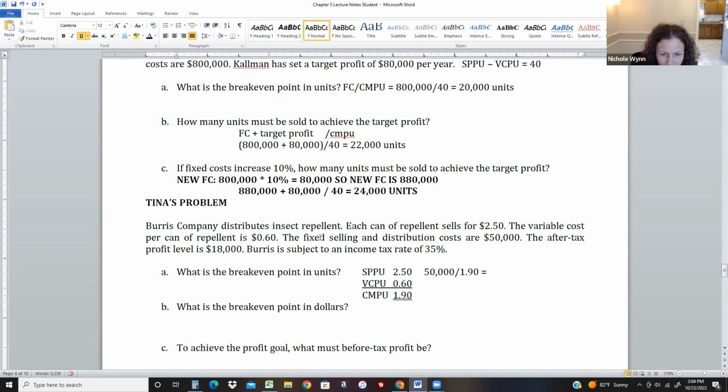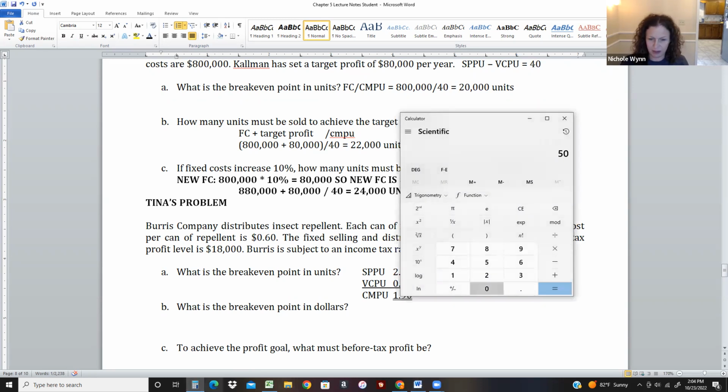But it says the fixed costs are 50,000. And then I want profit of 18, but at the break-even point, I don't have to worry about that. And so what I need to do is I need to take $50,000, which are my fixed costs, divided by CMPU. So 50,000 divided by 1.9. Oh, ugly number. So 26,315.79.